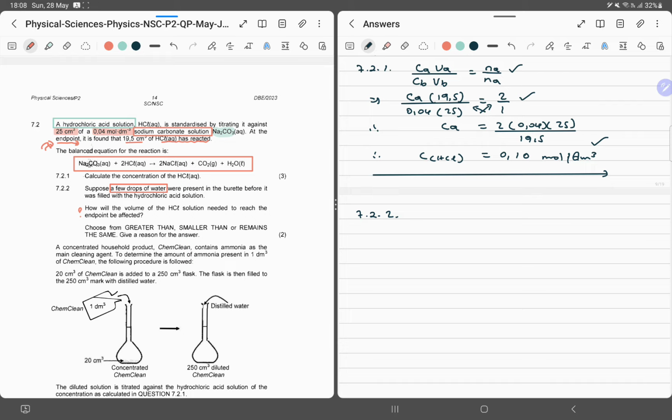But actually what reacts here is not necessarily a volume. What matters is the number of moles. So in essence, if there was just a few drops of water, they would just decrease the concentration, but the number of moles will essentially be the same. So for me, I don't know if I'm answering this correct. I'll just say remains the same.